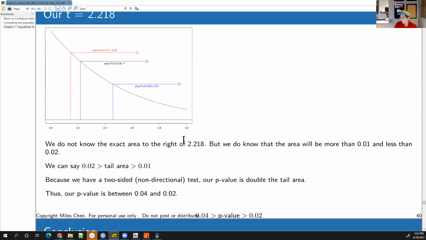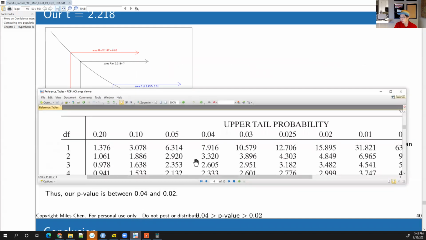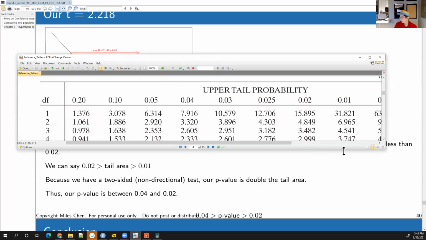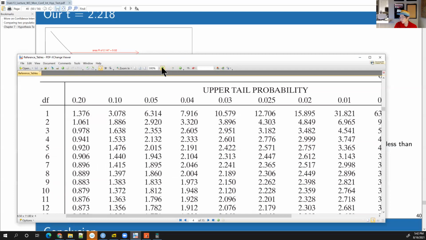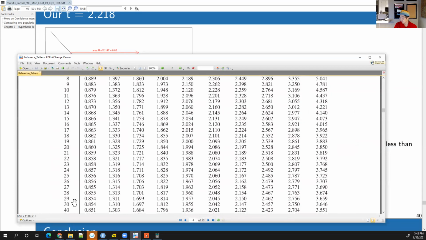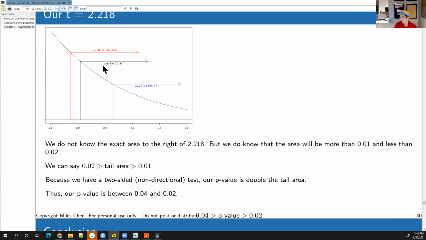So the t value that we got was 2.218, right? The t we got was 2.218. I go to my t table and I go to 30 degrees of freedom. And we say, okay, well, 2.218 is in between these two numbers, 2.147 and 2.457, right? And I drew these on this picture here. The 2.218 is in between the numbers 2.147 and 2.457.